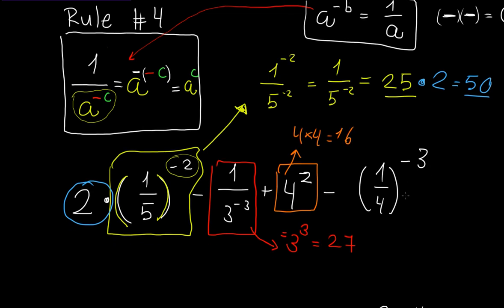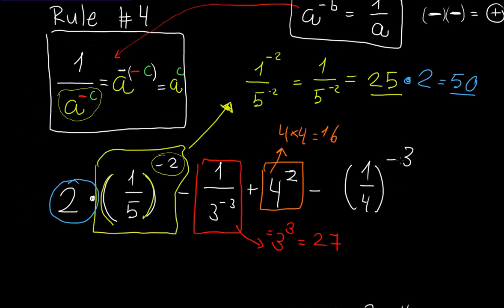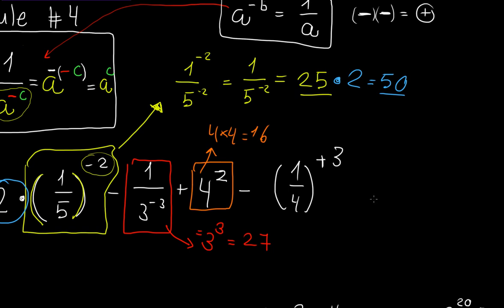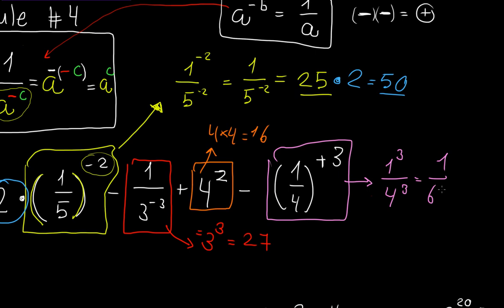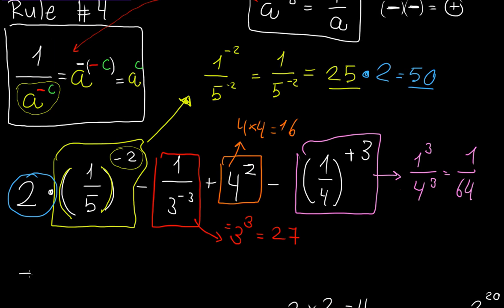And the very last one, honestly, I'm going to change it to a plus sign, and I'm going to finish it off with a nice pink. Okay. So 1 to the power of 3 over 4 to the power of 3, and we already learned that this is 1 over 64. Let's combine all of the numbers so that we have the final result.